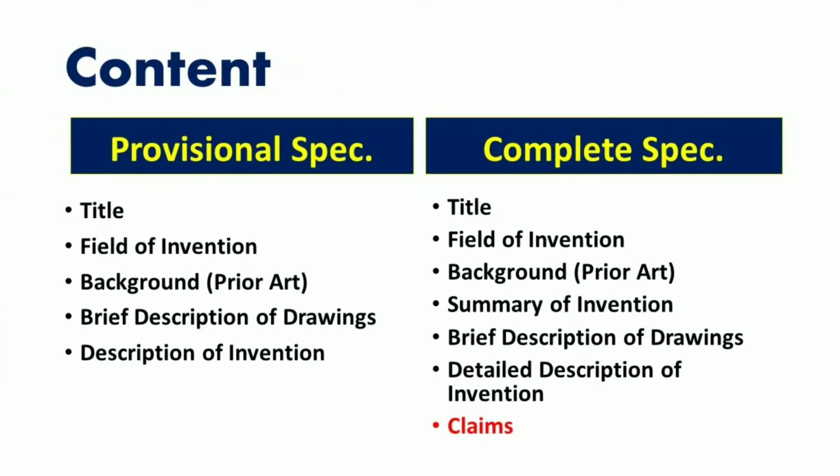These are the contents of provisional and complete specification, which you can refer. The main difference is the claims. As discussed previously, the provisional specification does not include the claims.